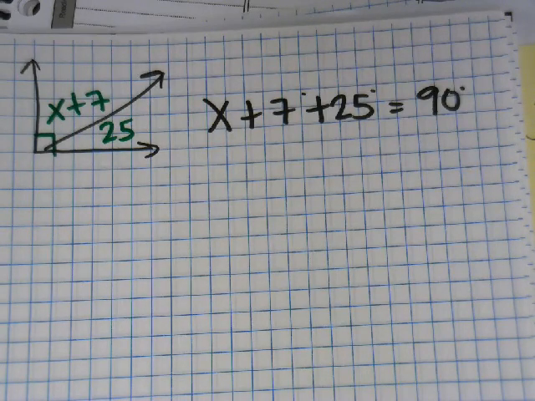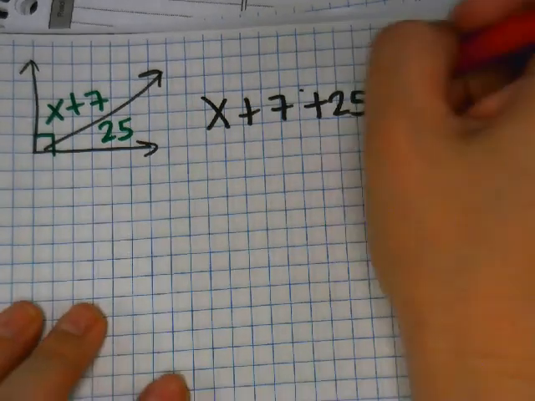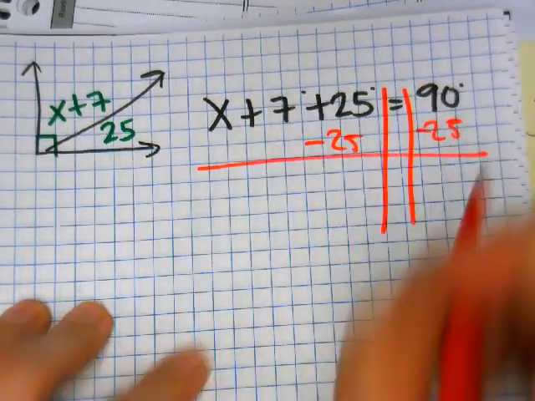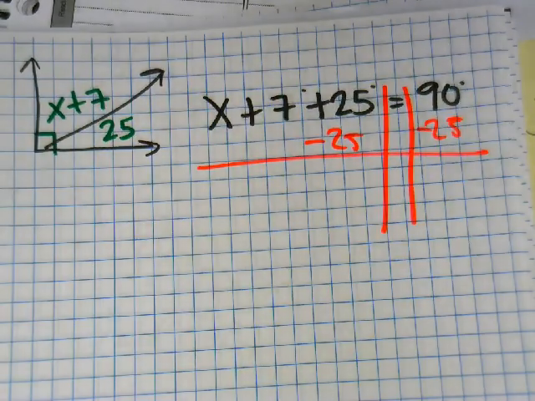Okay, what do you guys think we should do? Subtract 25. Oh, okay, because there's a 25. There's a different way, but I'll go with you. So you can subtract 25. Add them first, but that's okay. We'll go with this. What's 90 minus 25?